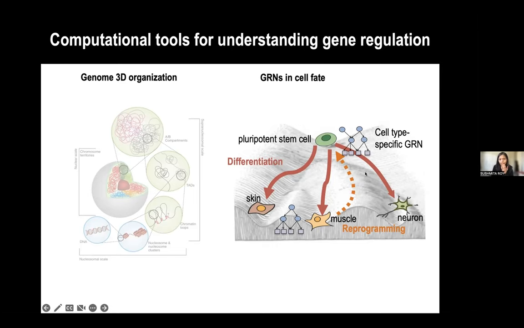So here's a little Waddington landscape, and we know that there are changes at the underlying gene regulatory network that are associated with cells differentiating or also reprogramming. And we want to know what these networks are, because in most situations, we don't know what they are.